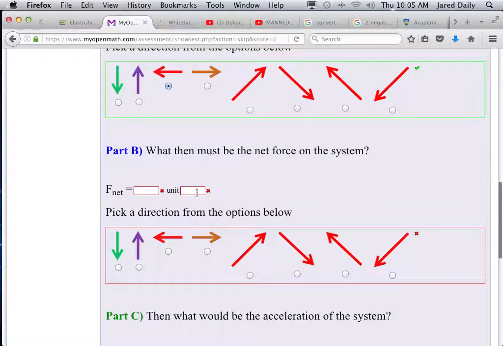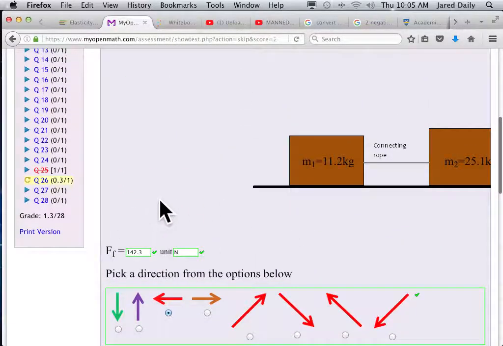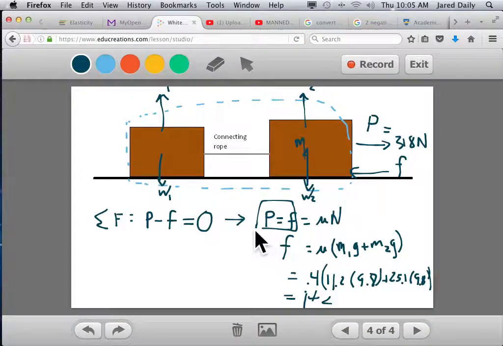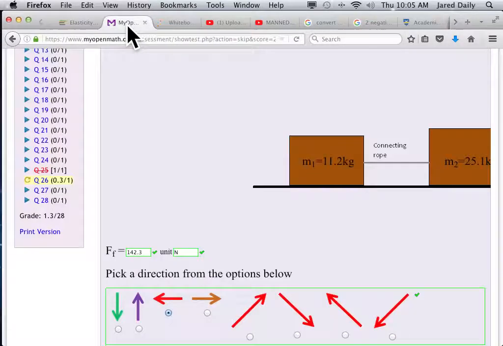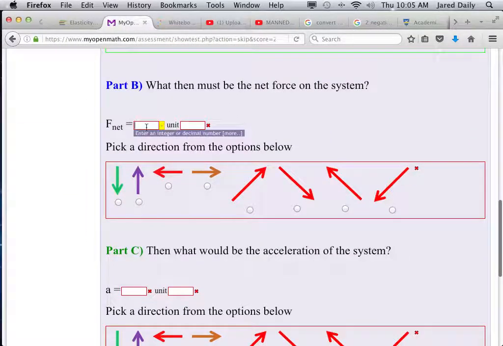So now the net force on the system. Well, what's the net force if we now know the friction? We already calculated the net force to be P minus F right here, right? So this was not 0, we decided, because we don't know if it's moving or not. But we do know that the net force is P minus F, so it's 318 minus 142. So I do that, and I get 175.704. Plug that in, 175.7 newtons.